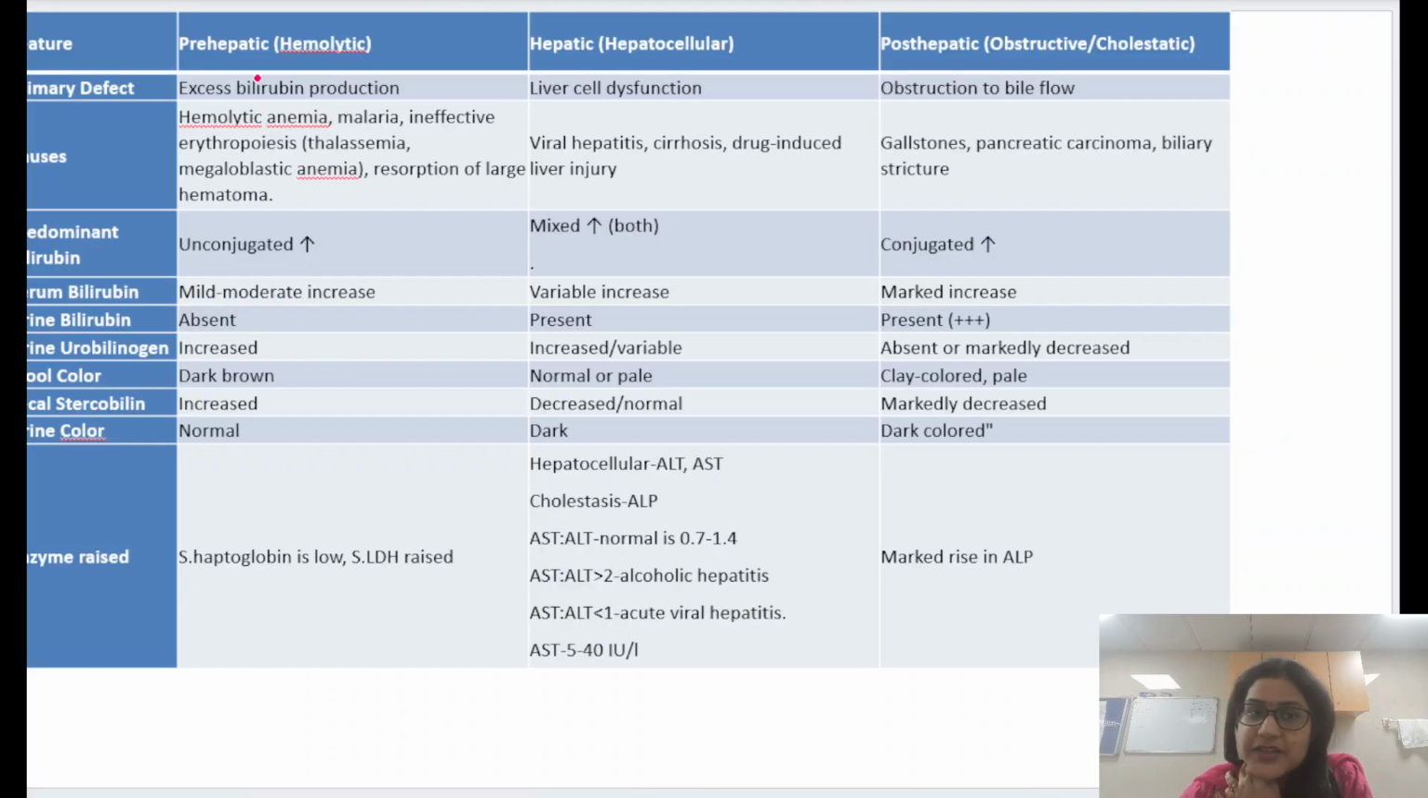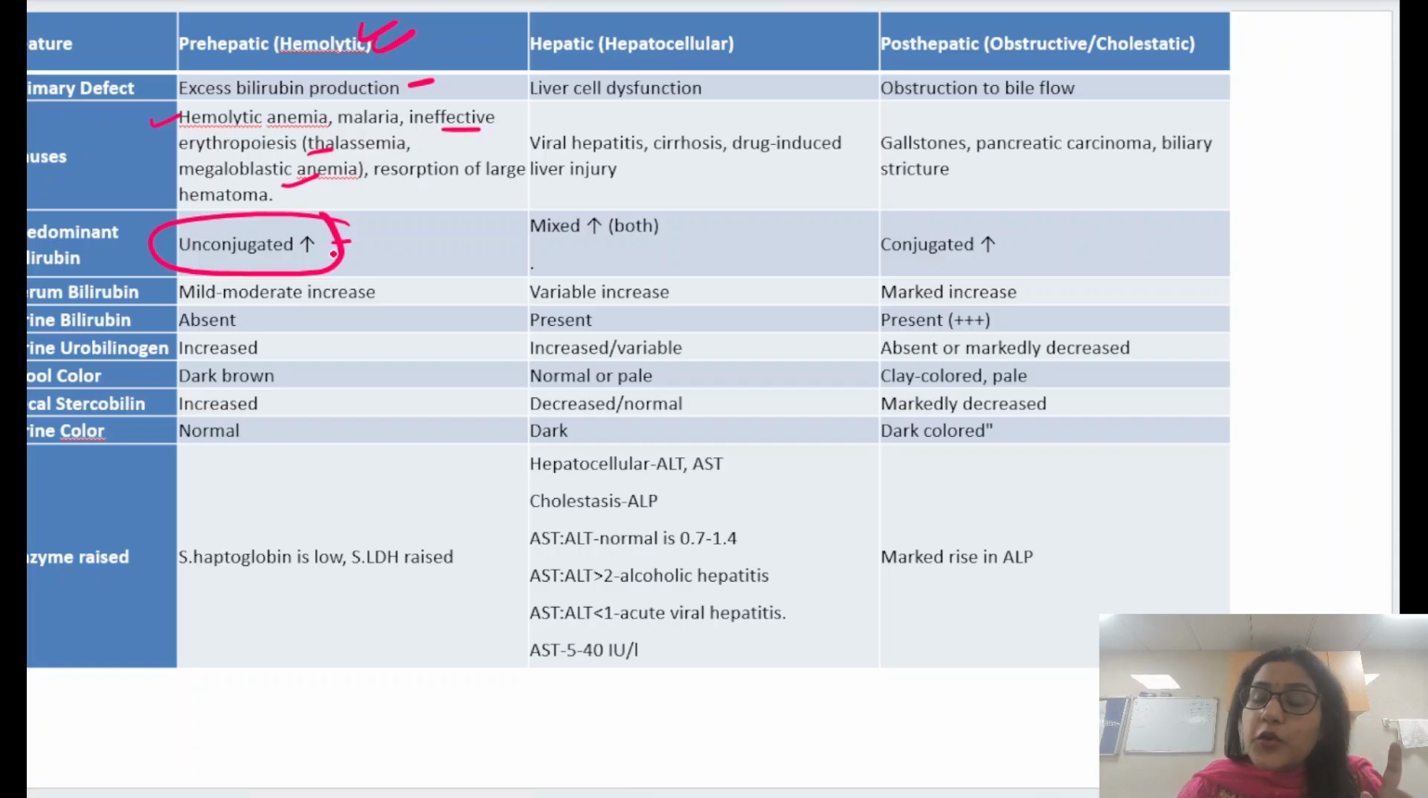So now you have just seen that the patient is having jaundice because of hemolysis, or hemolytic anemia. So there is excess bilirubin production, and which type of bilirubin? That is the unconjugated bilirubin. This can happen apart from hemolytic anemia: you have ineffective erythropoiesis, thalassemia, megaloblastic anemia, or resorption of a hematoma anywhere else in your body.